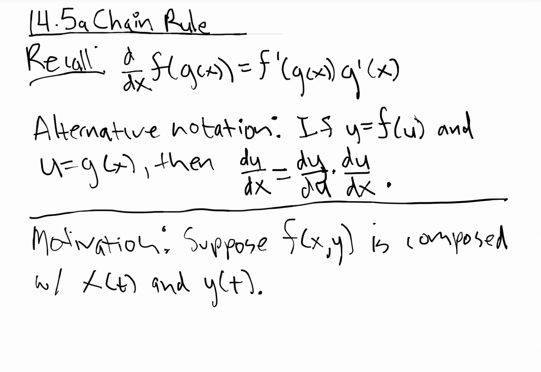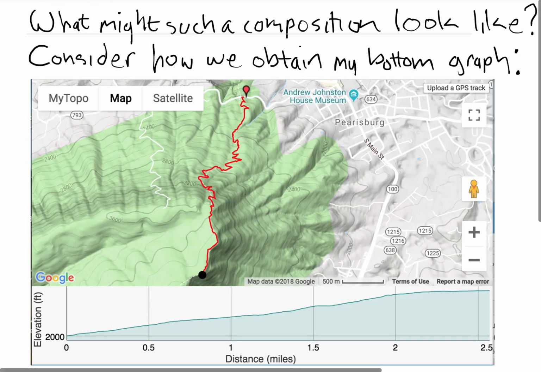Before I look at that situation directly, I'm going to pose the question of what such a composition might look like. If we switch over to this next slide, here's a very practical example of a situation in which we're performing this composition. Up top you see a contour map of a mountain in Virginia that I've gone hiking on before.